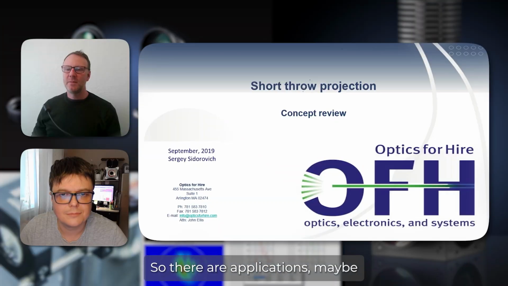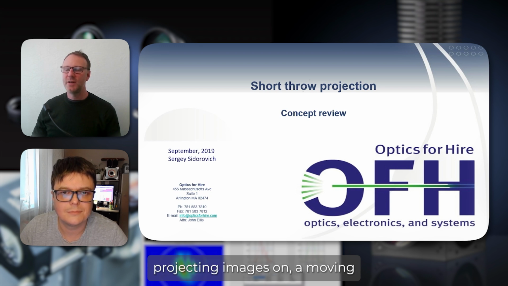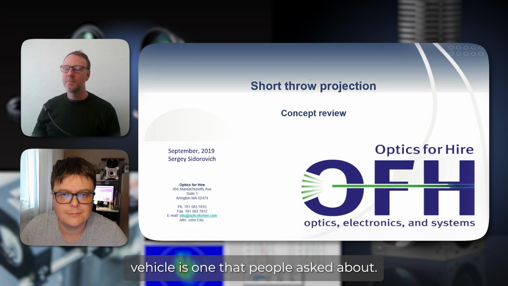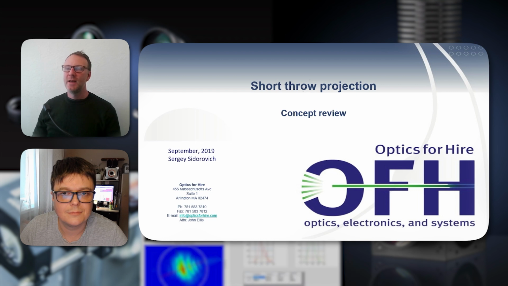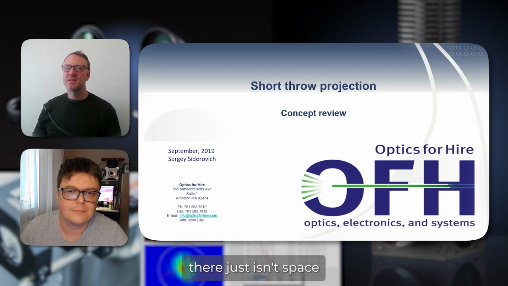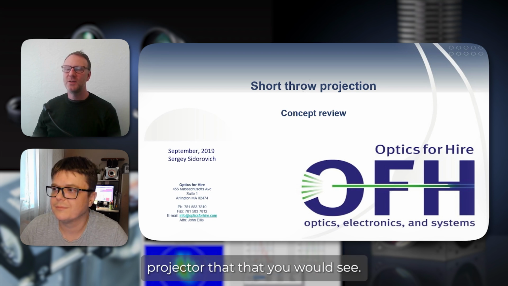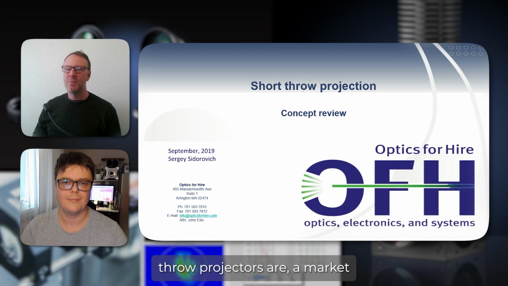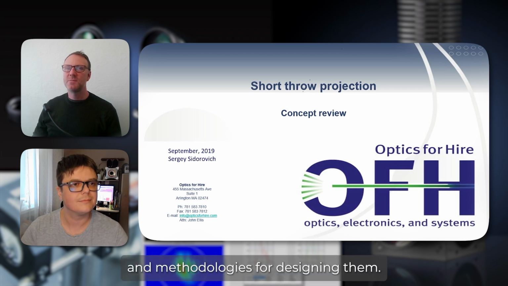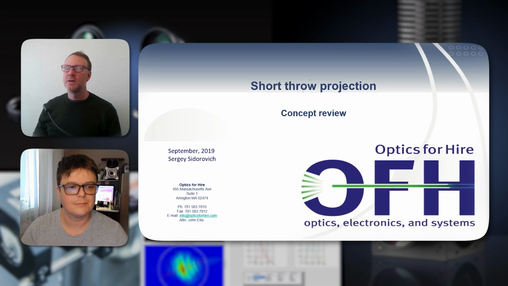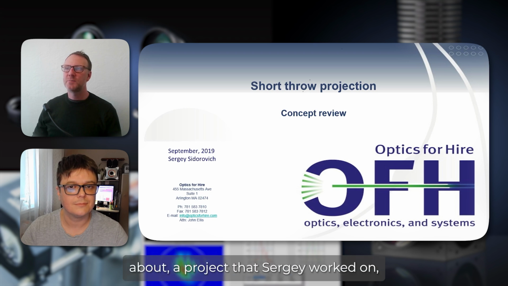So there are applications, maybe projecting images on a building, projecting images on a moving vehicle is one that people asked about, projecting images on a wall from a very short distance away, where there just isn't space to use a full kind of off-the-shelf projector that you would see. So short-throw projectors are a market niche, and there are methods and methodologies for designing them. So we're going to talk today about a project that Sergey worked on, and we'll show one of the concepts that's used in short-throw projection systems.